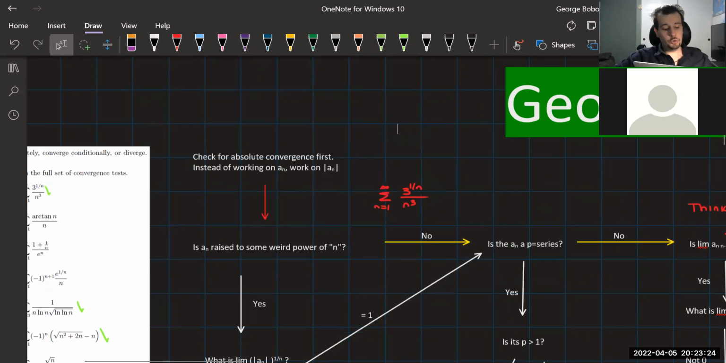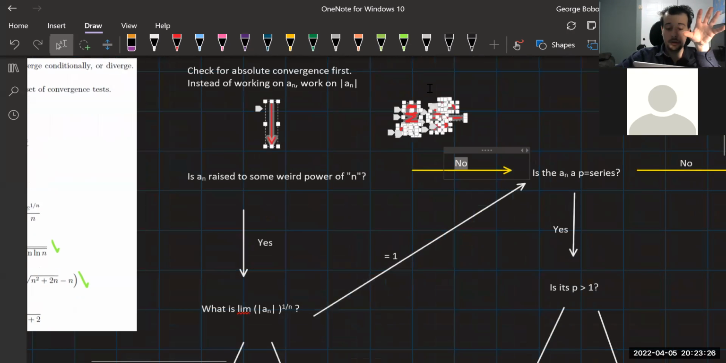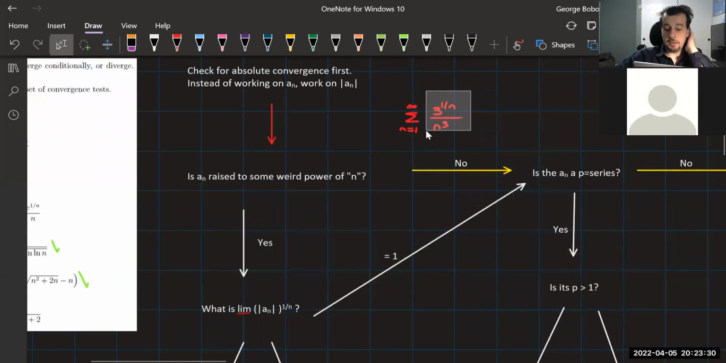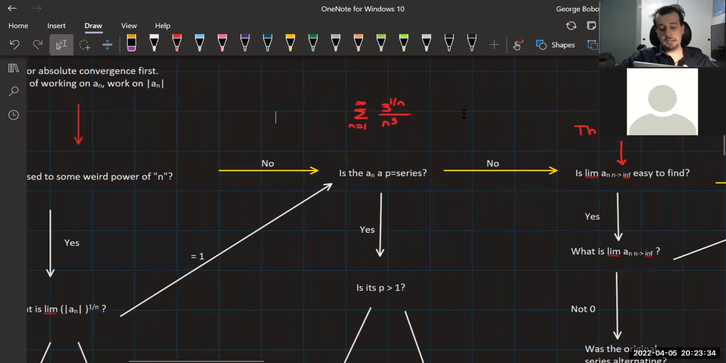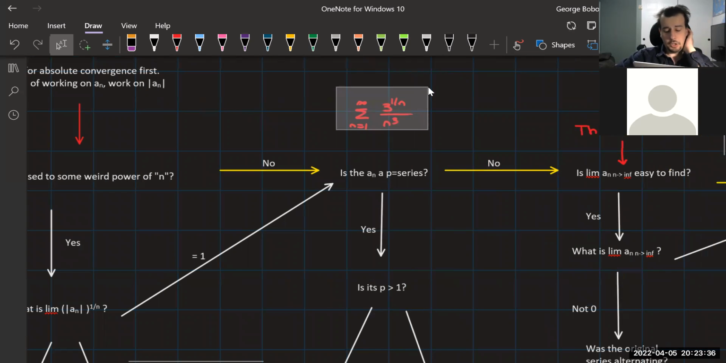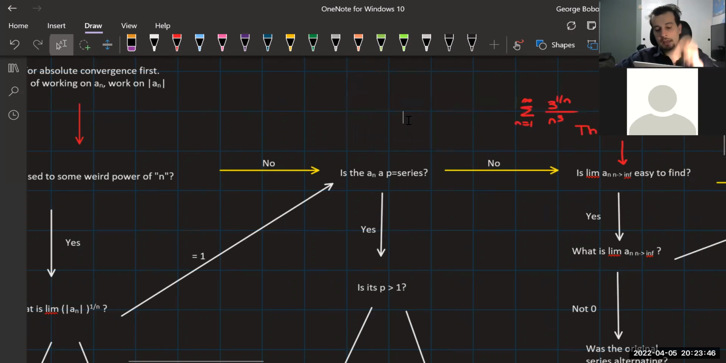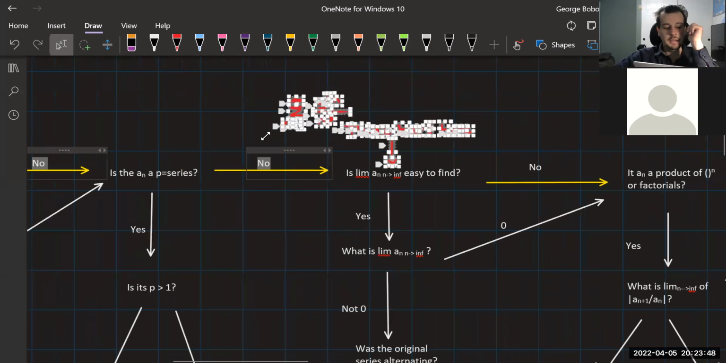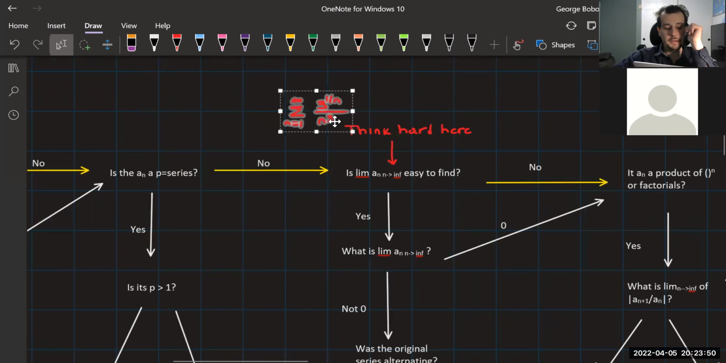Okay, do we have the entire inside of this raised to some weird power of n? No. Is it a p-series? Close, right? But it has this thing. So we will say no again. It's not a p-series, really. Okay. Is the limit easy to evaluate?